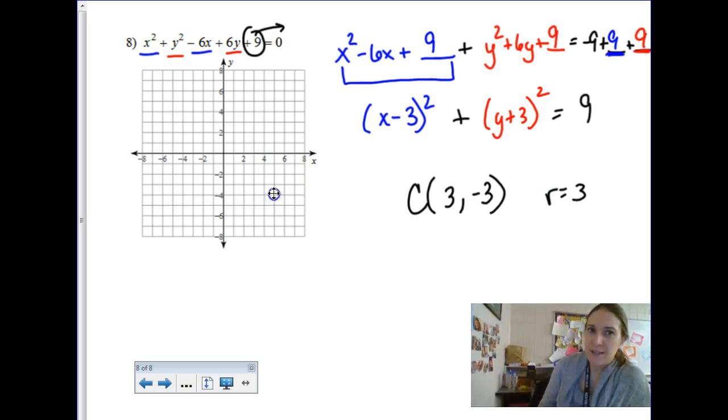Okay, so let's see if I can make it better this time. 3, negative 3. Radius of 3. Aw, it's like my board is dying on me. It's like it doesn't want me to graph. Don't fail me now, board. Okay. You know, I hate to be a Debbie Downer, but there's no way.